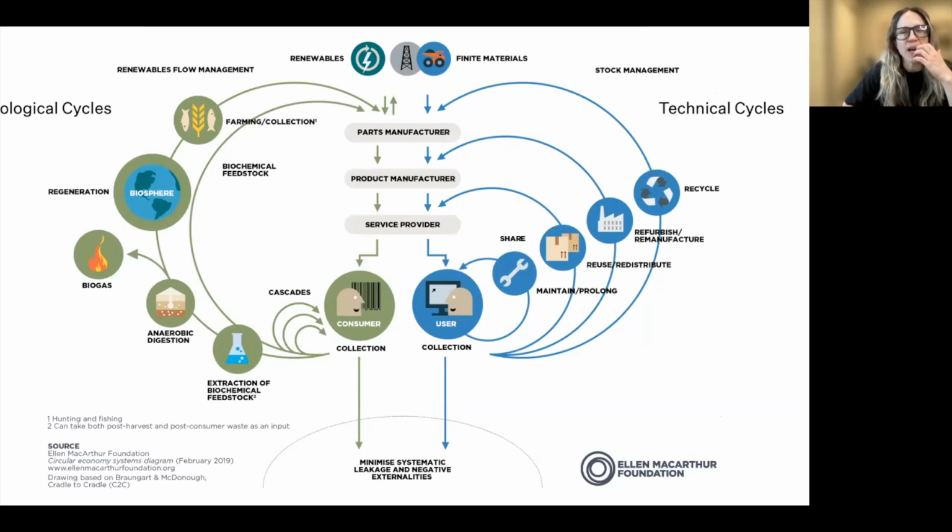This is a diagram that gets referenced often in the industry whenever the topic of circularity comes up. It was developed by the Ellen MacArthur Foundation, which, as you probably gathered from the report, is one of the leading NGOs, non-government organizations, nonprofits, working in the circularity space and supporting the industry. The point of this diagram is to illustrate that there are two different circular cycles that we have to think about.